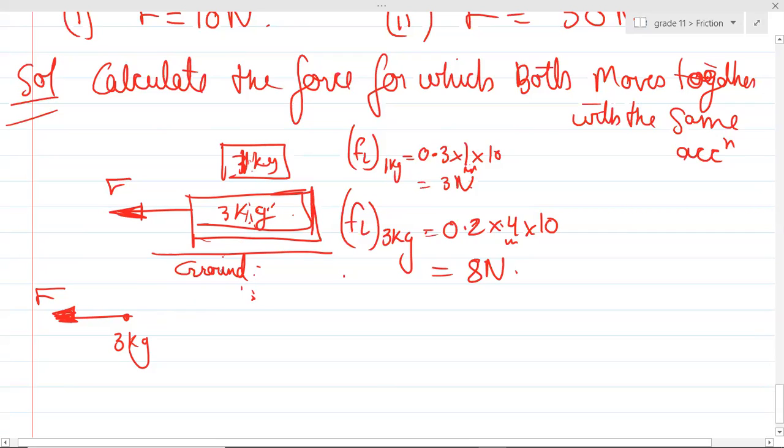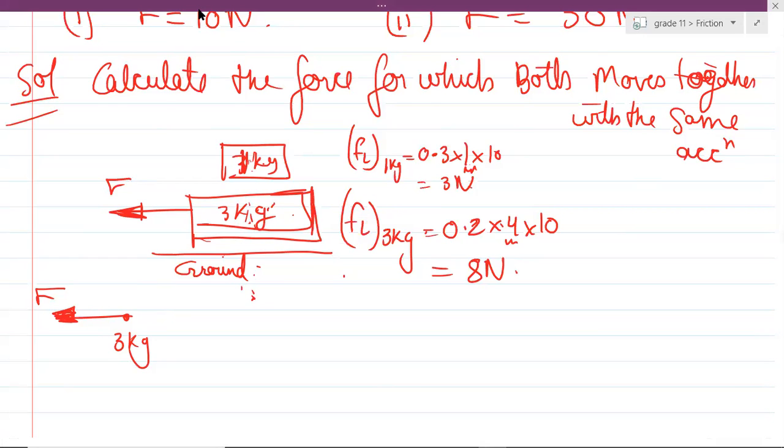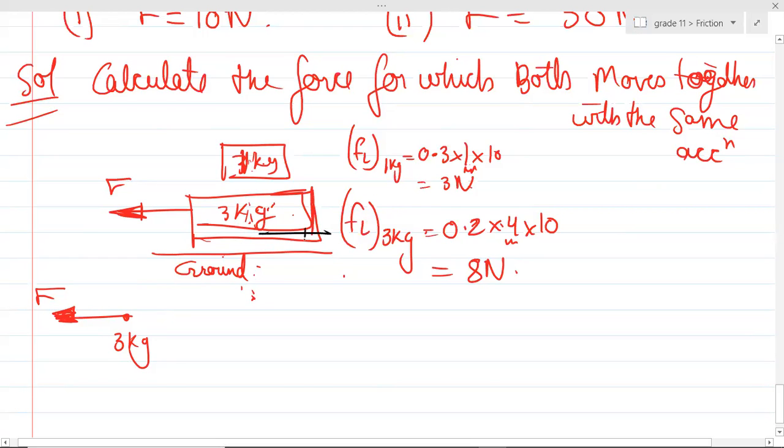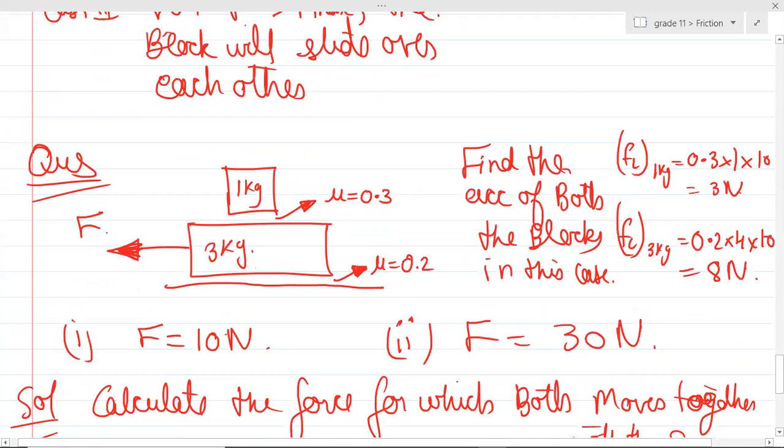Friction due to 1 kg and ground on 3 kg. Will this be the direction of friction from the ground? Yes or no? The limiting friction, right? We will come to the limiting friction later. Will this be the friction? Yes, it will. So this will be the friction from 1 kg. Why do you multiply 0.2? This is 0.2 into 4 into 10. Because it was 0.2, no? This was 0.2.